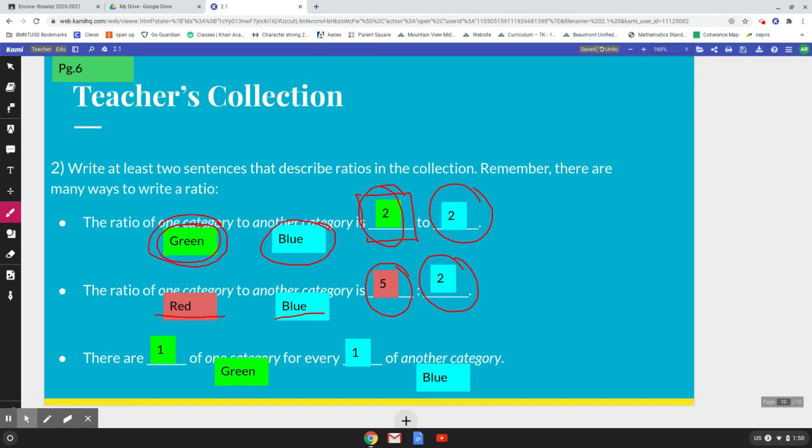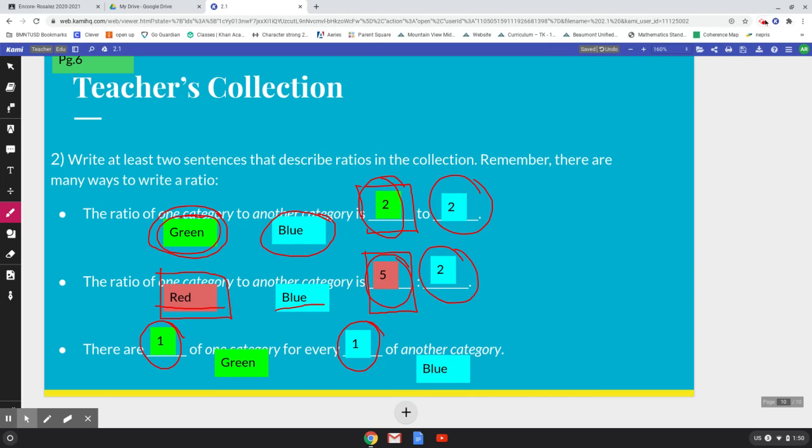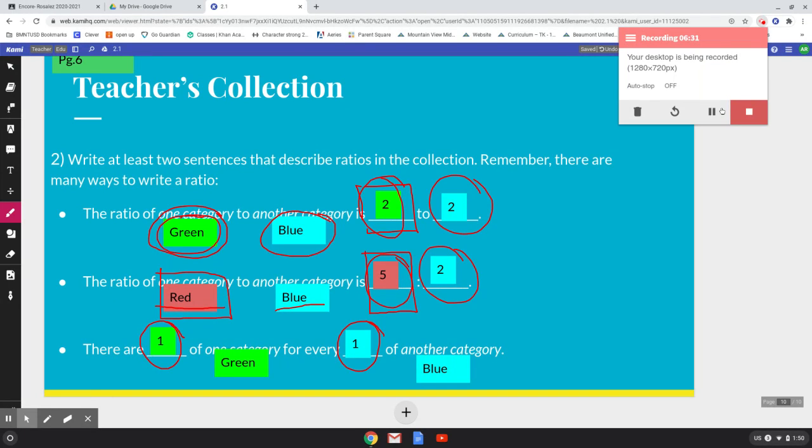So again, notice how I put red first. When it comes to writing it as a ratio, I would need red to be in the first set of numbers. So now it says there are 1 green for every 1 blue. So that's just the one that I chose. So for every 1 green, there's going to be 1 blue. So now we're going to work on the practice. So you will go back to class and we will be doing the practice.